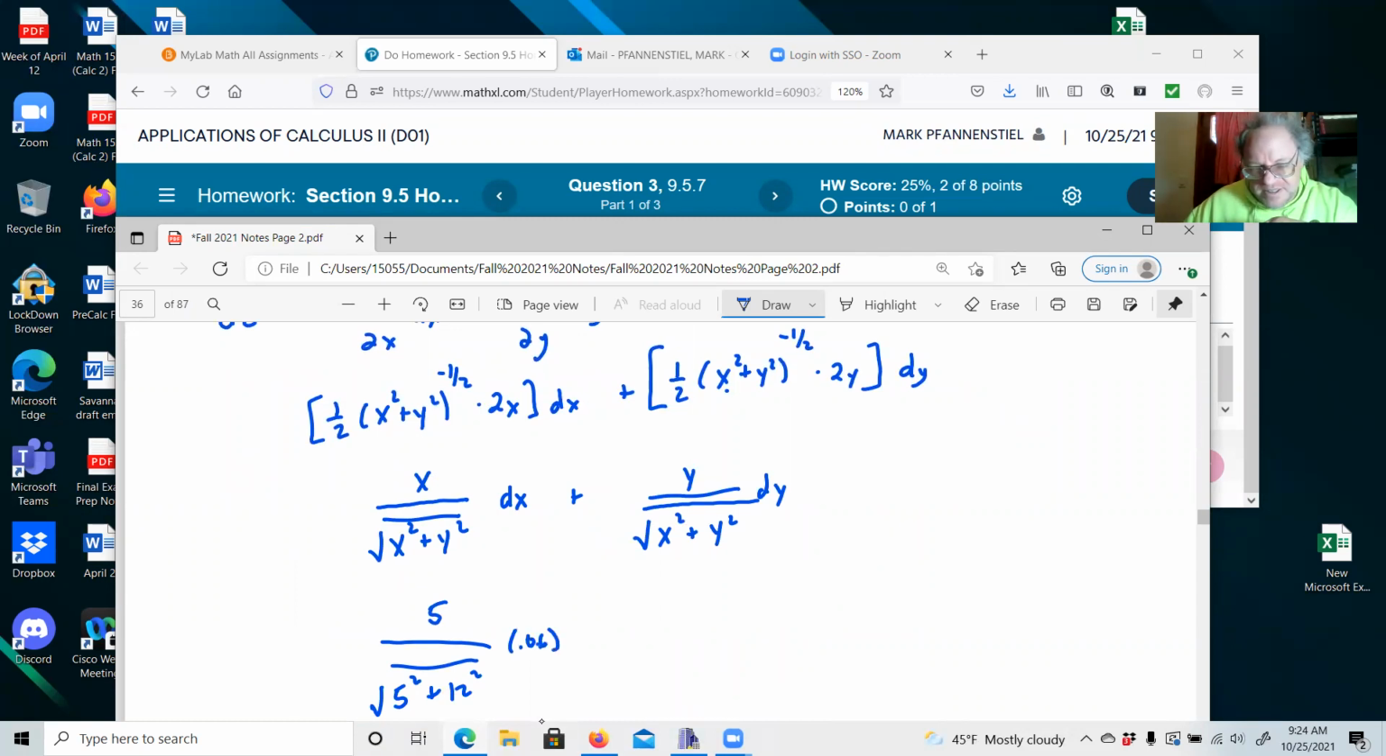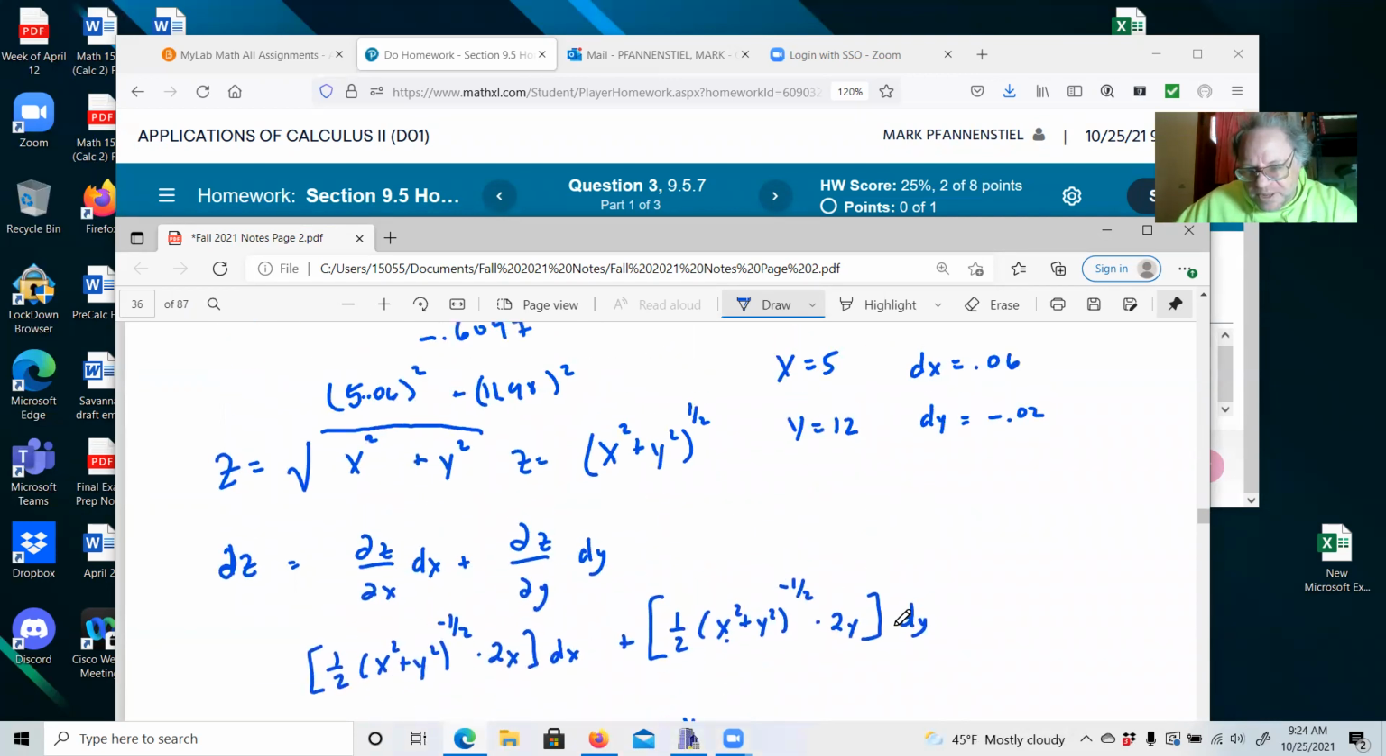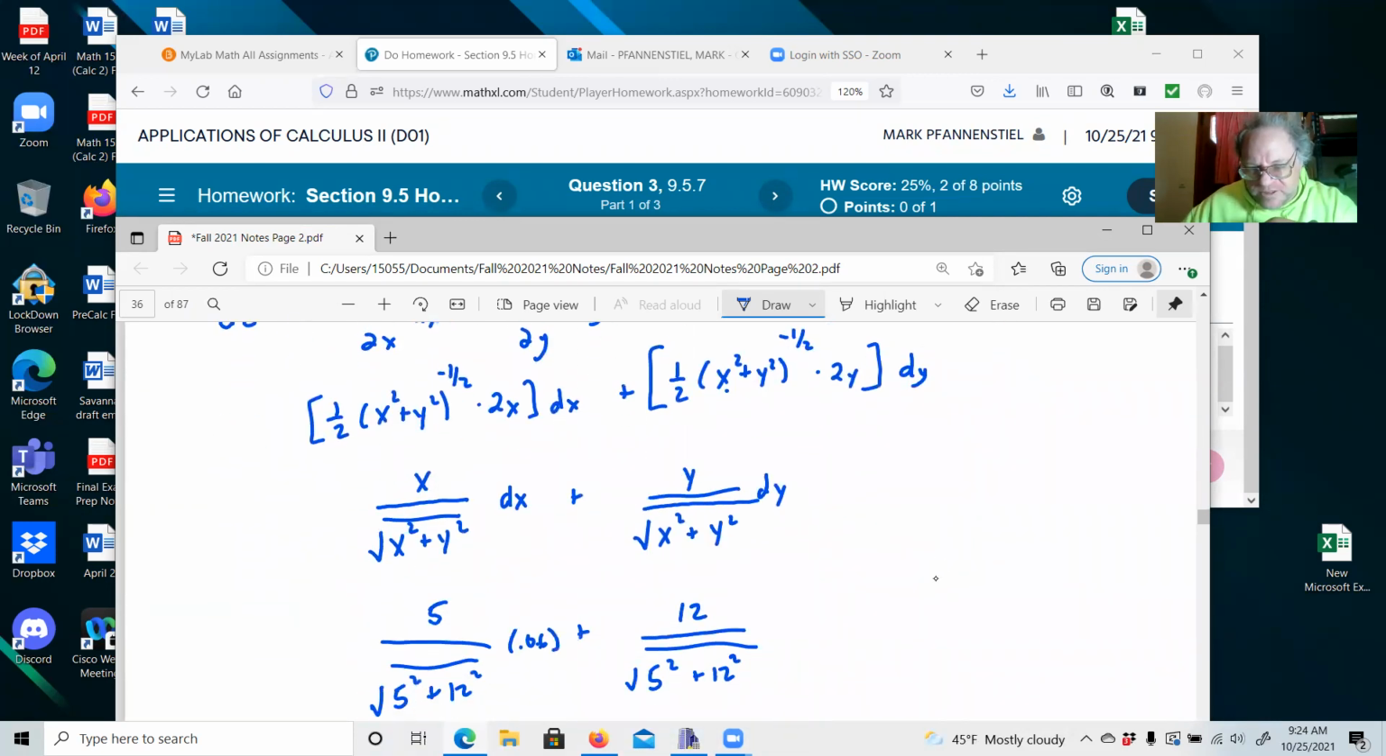Leave this to the end. Plus, what's our y? Our y is 12. We have 5 squared plus 12 squared, okay? And then what are we going up here? dy was negative 0.02.